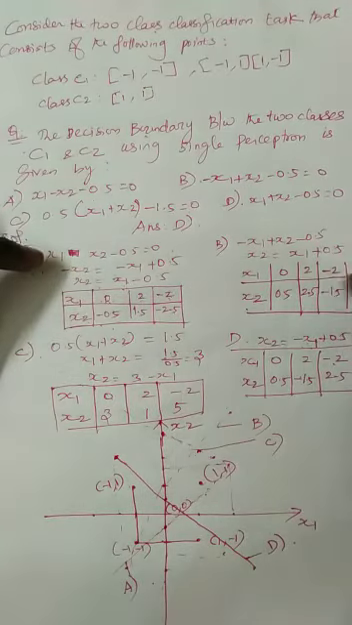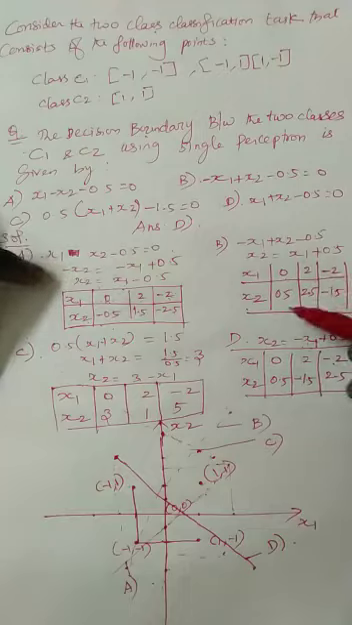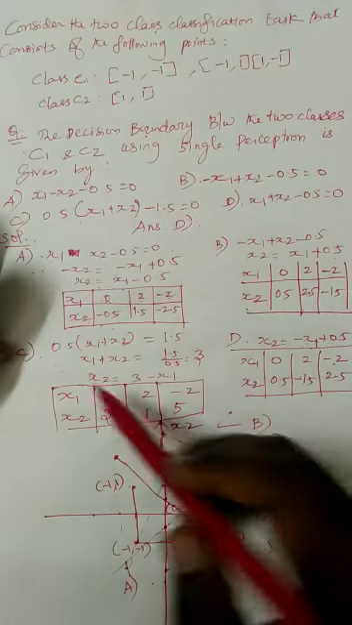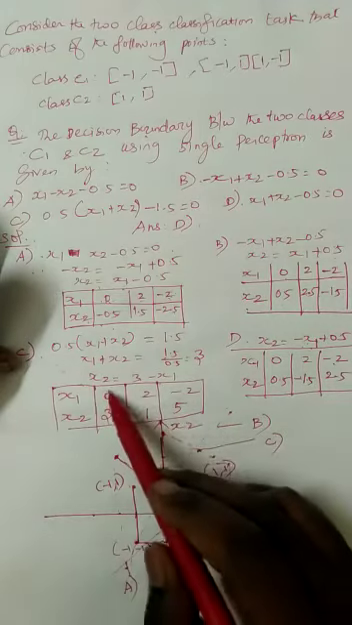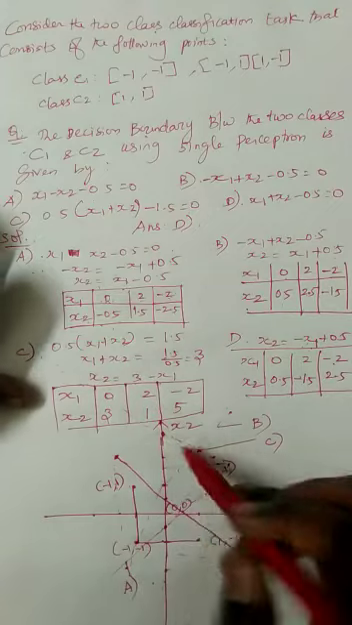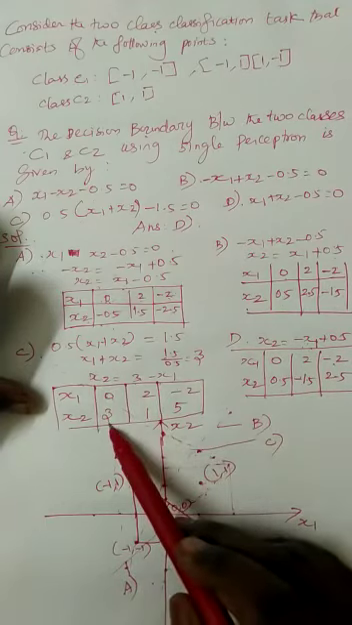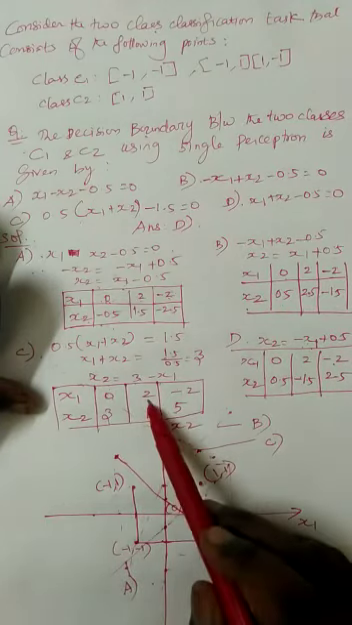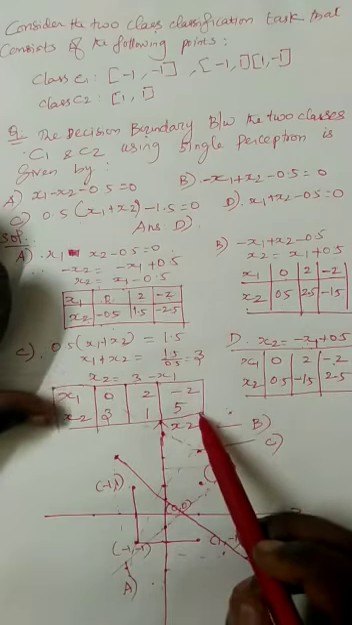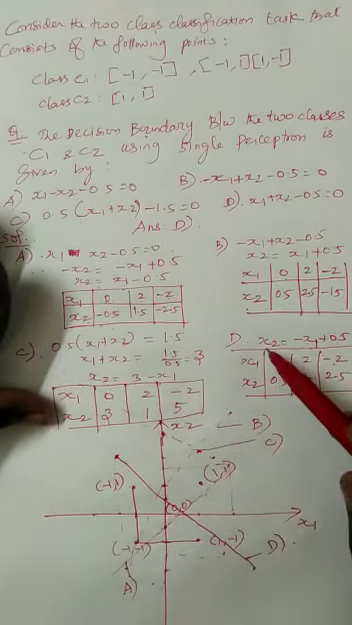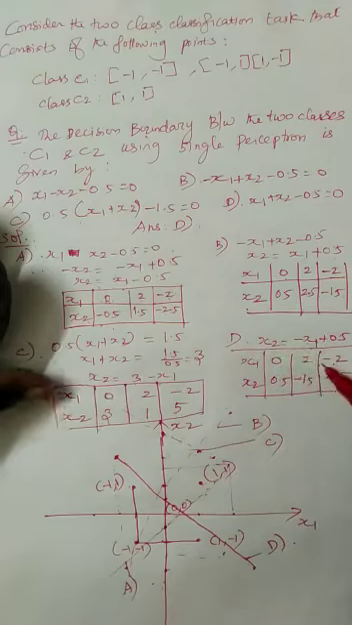Like that, option B I solved here: x2 = x1 + 0.5. Substituting 0, 2, -2, you get 0.5, 2.5, -1.5 respectively. If you take option C, it can be rewritten as x2 = 3 - x1. Substituting the values, you get 3, 1, 5 for x1 = 0, 2, -2 respectively. Like that for option D as well.